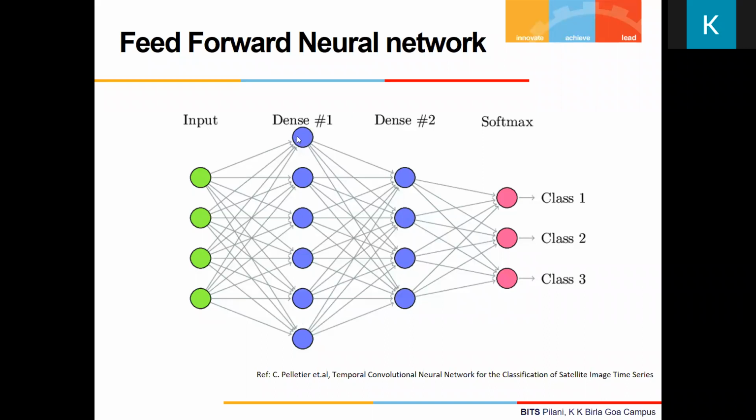So for example, here, every neuron in the dense layer 1 is connected with every neuron in the input layer. That's why we call it a dense layer. Same for this one also, dense 2. Softmax, okay, maybe we'll discuss later.